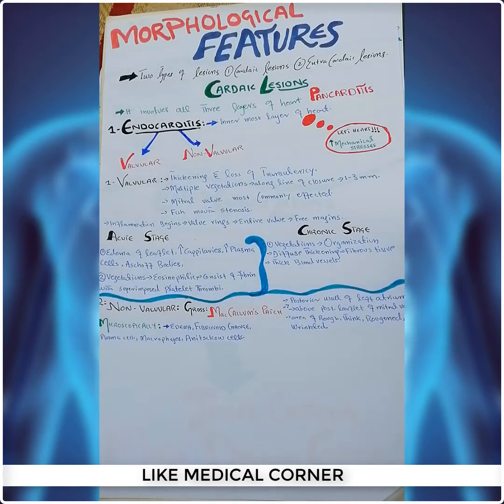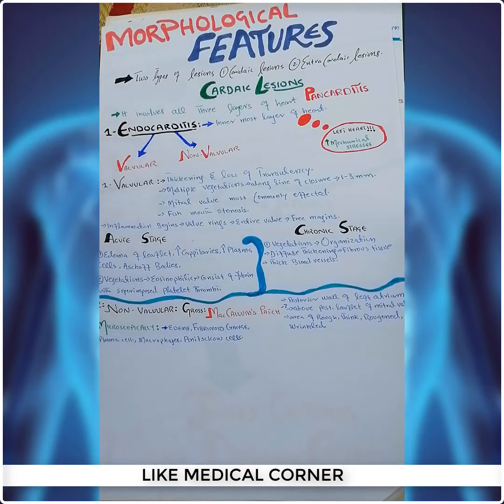So first of all, we talk about the endocardium or endocarditis. As we know, the endocardium is the innermost layer of the heart, which covers the heart from the inner side. The heart consists of valves and also the cardiac myocytes. So in endocarditis, there are two types of lesions or two types of inflammation. One is valvular inflammation and the second one is non-valvular inflammation. So first we talk about the valvular endocarditis.